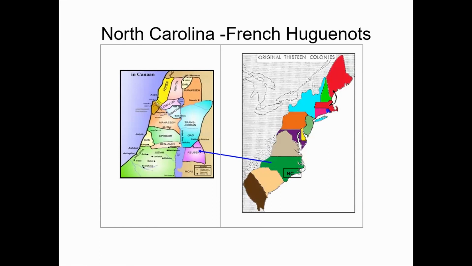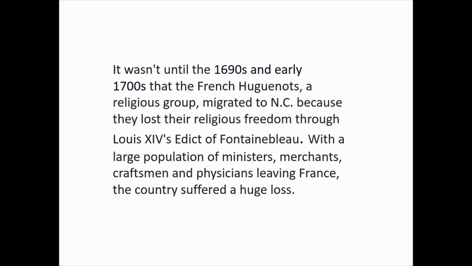Now, North Carolina, this is where the French Huguenots would come in, like we mentioned, okay? And now here's their history. It wasn't until the 1690s, the early 1700s, that the French Huguenots, a religious group, migrated to North Carolina because they lost their religious freedom through Louis XIV in the Edict of Fontainebleau, with a large population of ministers, merchants, craftsmen, physicians leaving France, and the country itself suffered a huge loss.